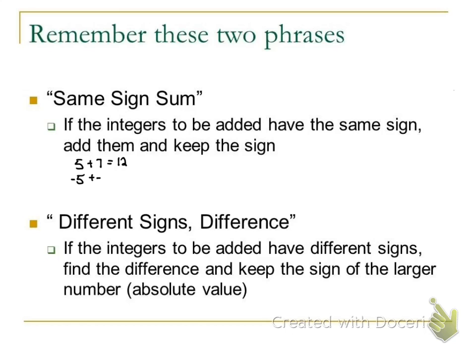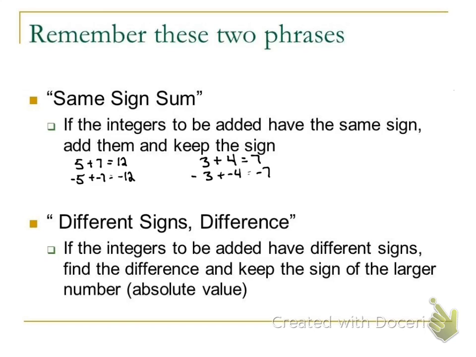Now if I have negative 5 plus negative 7, that's negative 12. So because they have the same sign, I'm simply going to add them. 5 plus 7 is 12, and then keep the sign that they are. So those are both negative numbers, so my answer is going to be negative as well. Here's just another example. 3 plus 4 is 7, all positive. Negative 3 plus negative 4 is negative 7. So they are all negative.